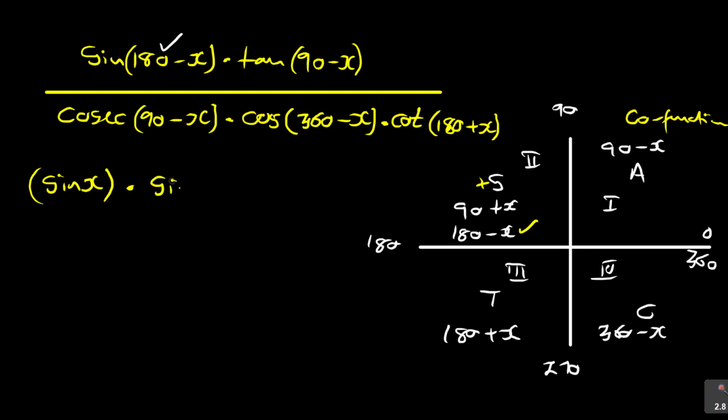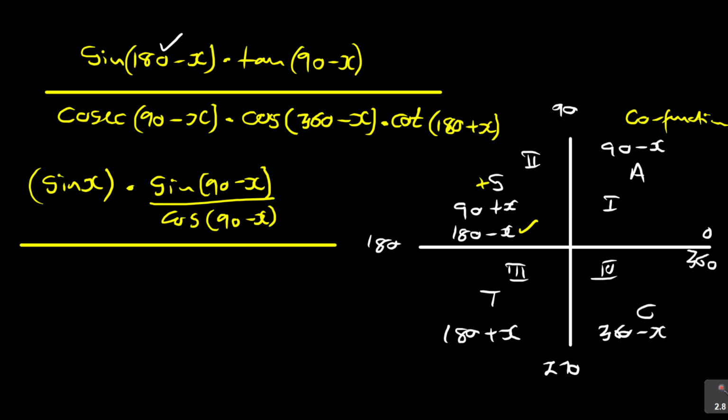So this is sine(90 minus x) over cos(90 minus x). This is much better for me. And then I'm going to divide this by cosec, and cosec again is 1 over sine(90 minus x), and then it's times cos(360 minus x).